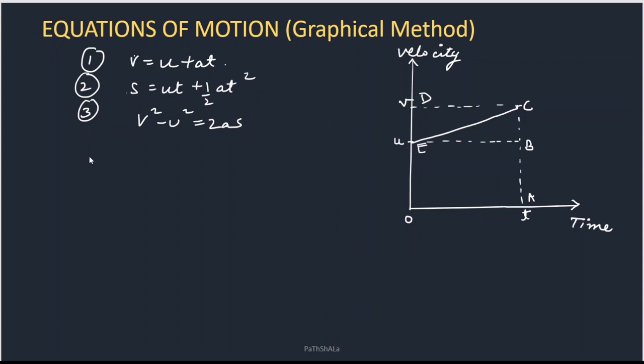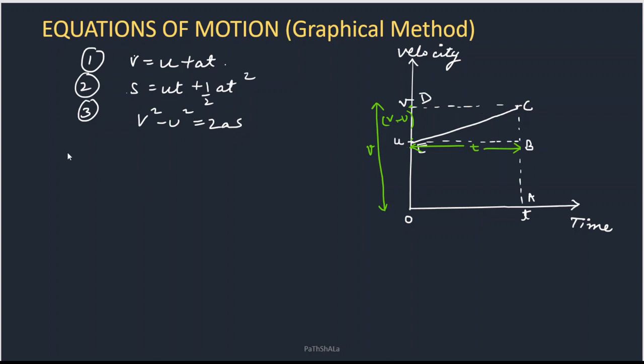It's very clear that this distance from here till here is u, and the complete distance from the origin to where the object moves is v. So this distance becomes v minus u. The distance BE will be equal to t, from 0 to t. Because this becomes a rectangle, this distance also becomes t, and this is v minus u, so this also becomes v minus u. So let's derive the first equation, which is v equals u plus at.